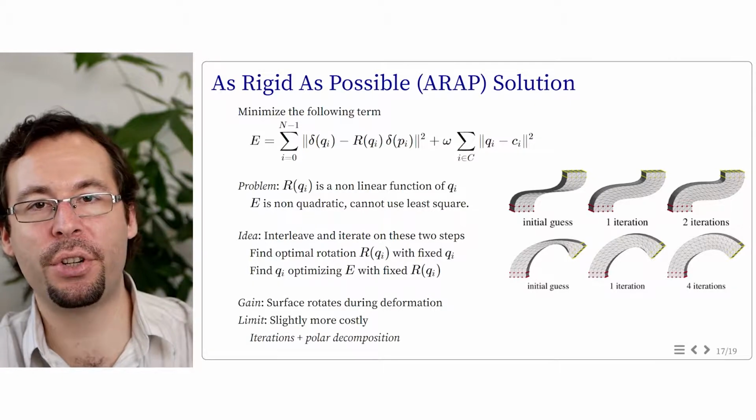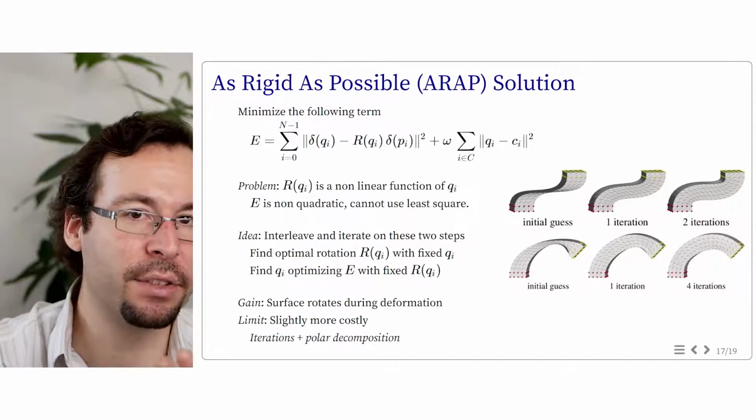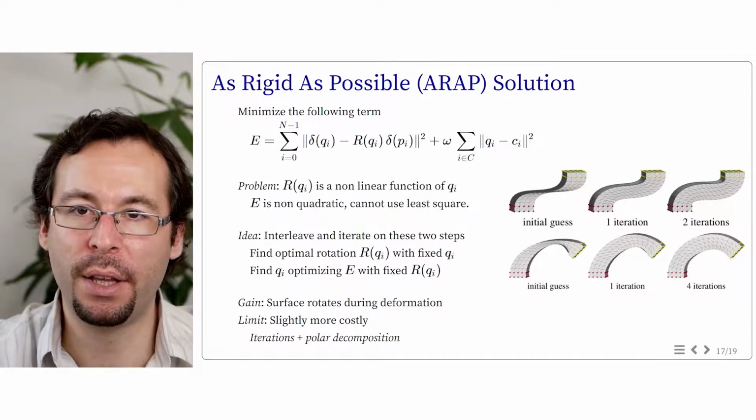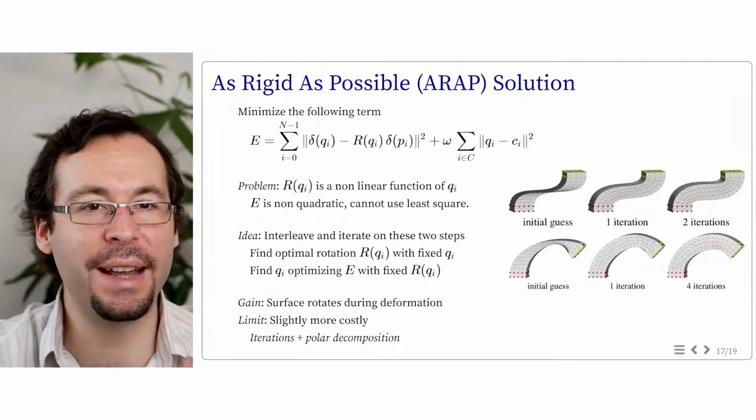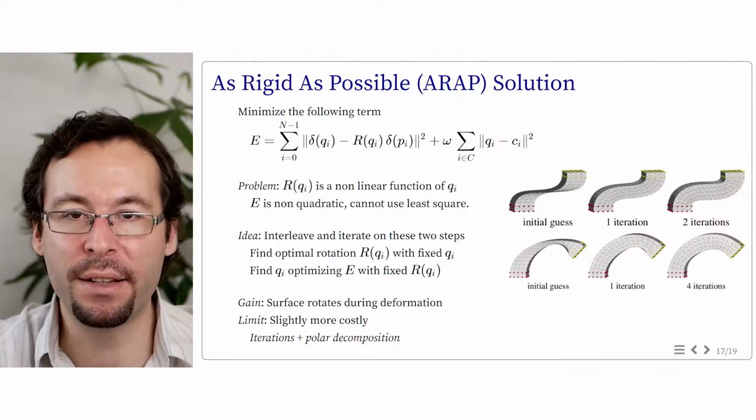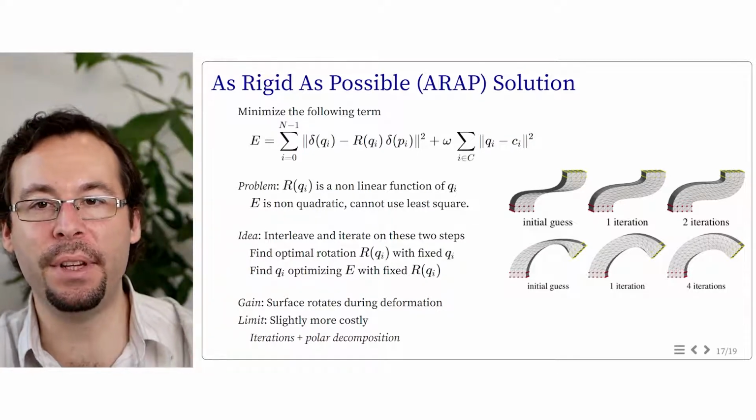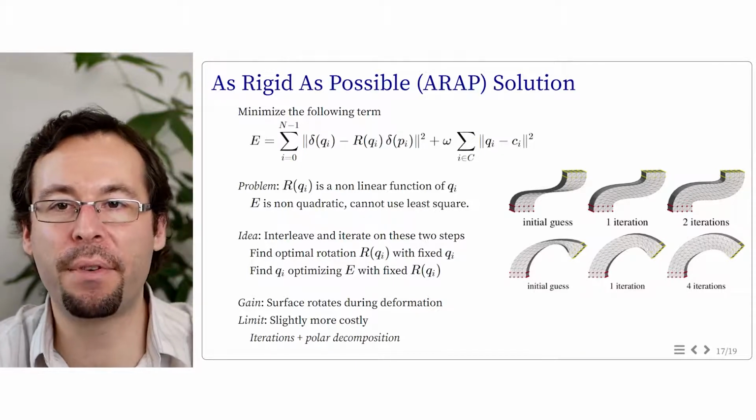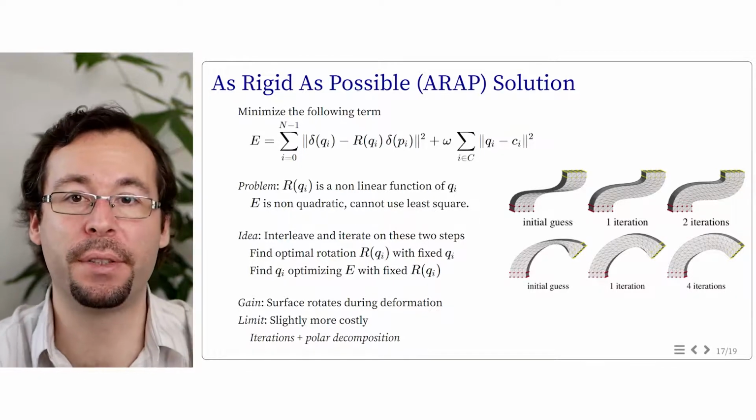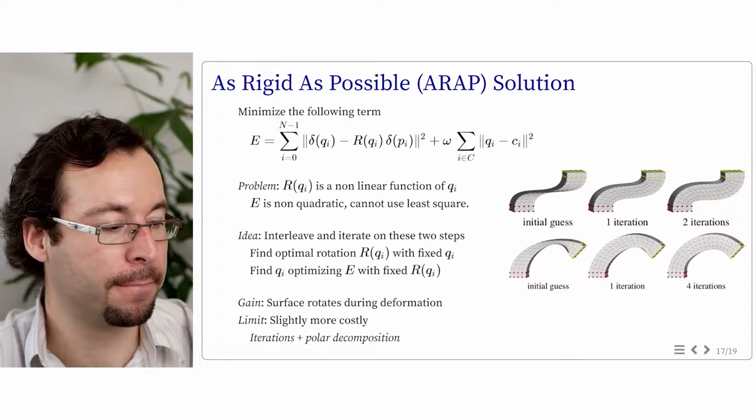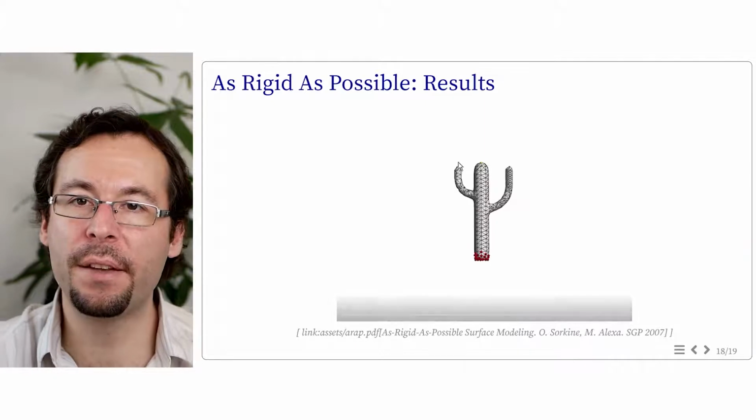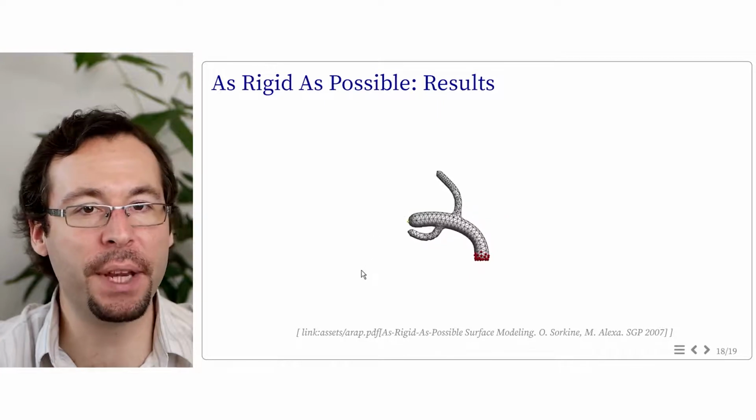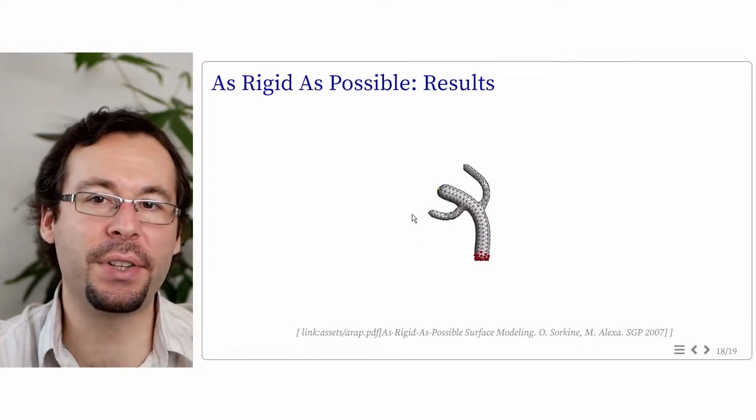Finally, using such an approach allows the surface to rotate automatically, and it can help to better preserve the appearance of the deformed shape. The drawback is that the solution is now slightly more costly, as we need to iterate over several steps and compute iteratively the polar decomposition of each vertex. Fortunately, only a few iterations are usually needed to improve the result. And this is an example of the method. We can see that the shape mostly preserves its rigid appearance unless the constraints are forcing it to elongate.